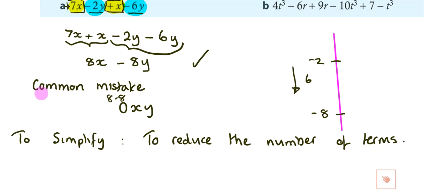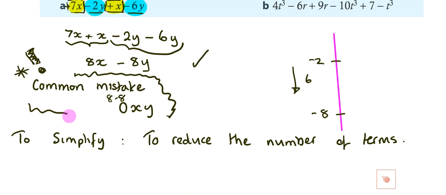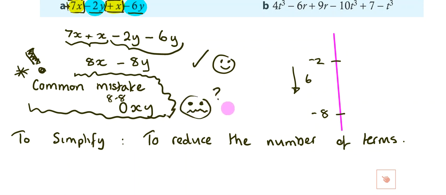So this is, by the way, make it very clear in your notes that that is a common mistake, not a correct answer. Make it absolutely clear that that is not correct. This is correct. Okay?